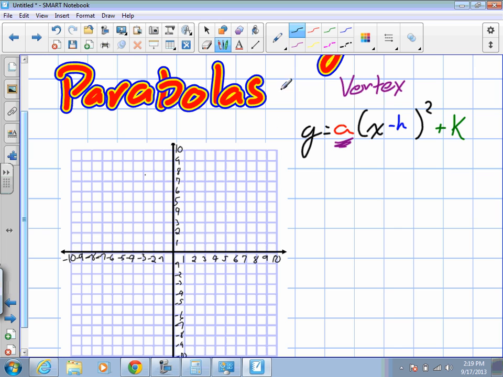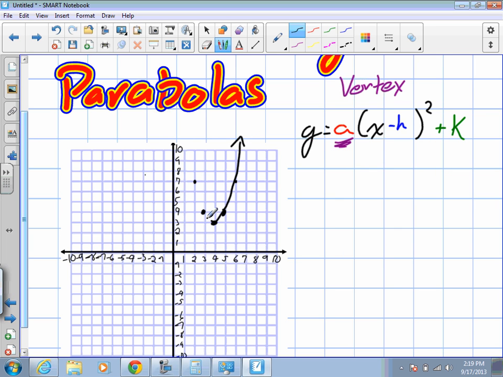So for instance, let's say I have a parabola that has a vertex at this point. And we know from graphing them before, I'm just going to graph one where the a value is 1. I'm going to go over 1, up 1 from there. And then from there, over 1, up 3. And then from there, we go over 1, up 5, but it won't quite fit.